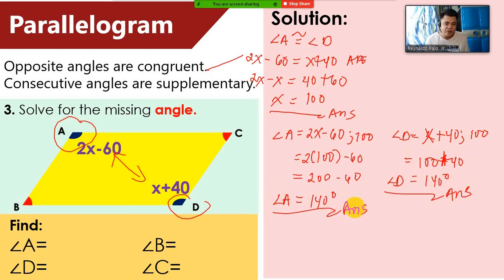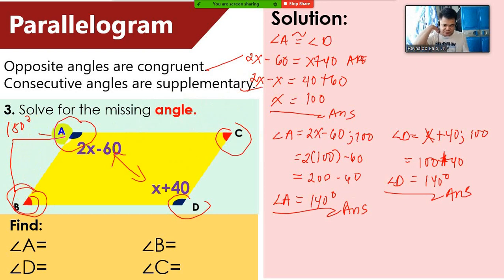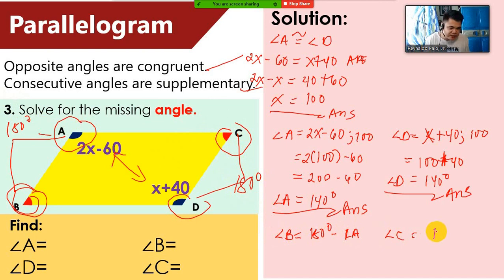Opposite angles are congruent. Now, how are we going to solve for angle B and angle C? Let's apply the second one. Consecutive angles are supplementary. So if you add angle A and angle B, the sum is 180 degrees. If this is missing, you have to subtract 180 degrees minus angle A. So it's the same as here. The sum is 180 degrees. Now let's solve for angle B, wherein it is 180 degrees minus angle A. For angle C as well, it is 180 degrees minus angle C.